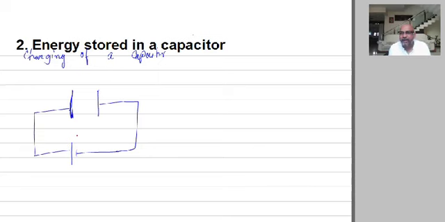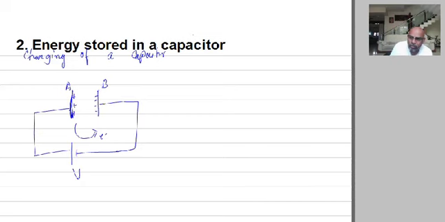How it gets charged, I will tell you. Say this is a battery of potential V volt, and suppose this battery is pulling off the electrons from one plate and transferring them to the other plate. It pulls off the electrons from this plate, say plate A, and transfers them to plate B. Plate A gets positively charged and plate B gets negatively charged.